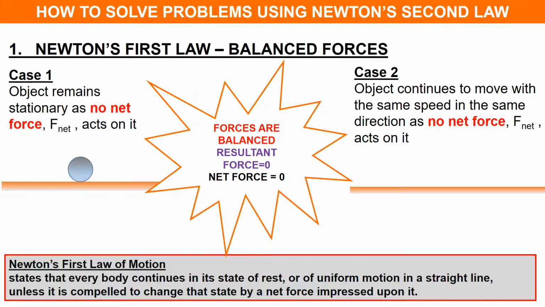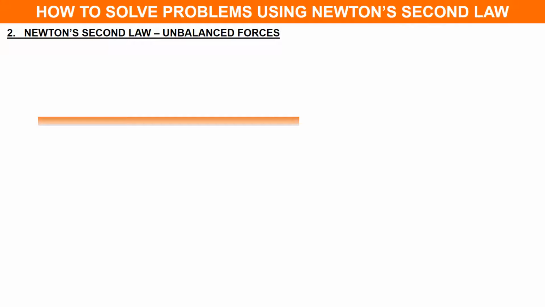Now what happens in a situation where we have an unbalanced force? We take this mass for example. Originally it was stationary, then it starts to move, and eventually it stops. Another case is where this ball goes round in a circle. We are going to examine all these three cases one at a time.